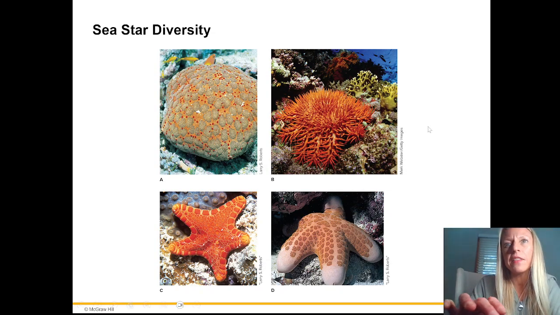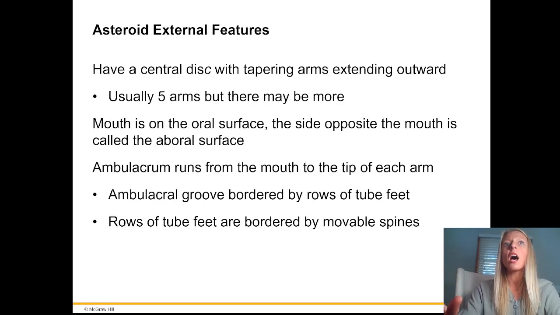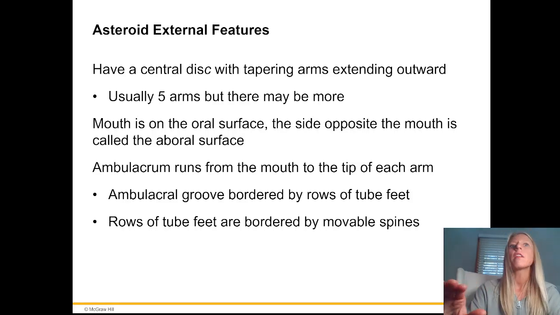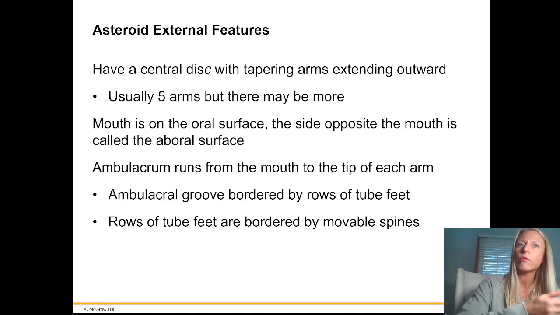This is a look at the different diversity of sea stars. Lots of different forms, textures, colorations. Sea stars live in muddy or sandy bottoms or along coral reefs, and they're often brightly colored. They have a central disc with tapering arms, usually 5 arms, but they can have more. Their mouth is on the oral surface, and the side opposite the mouth is called the aboral surface.